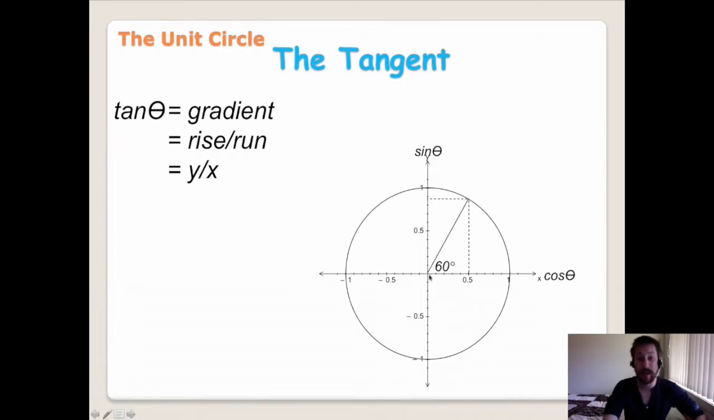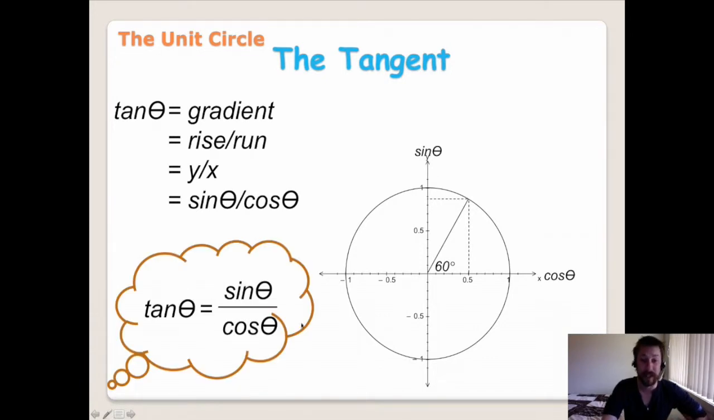Now, what was y the same as? Well, y was the same as sine. And what was x the same as? Well, x was the same as cos. So therefore, tan theta is equal to sine theta over cos theta, such as what you can see here.